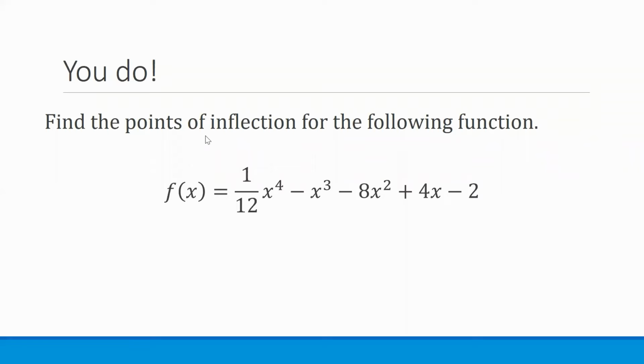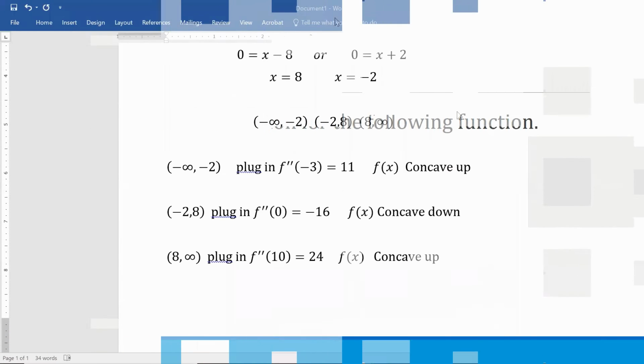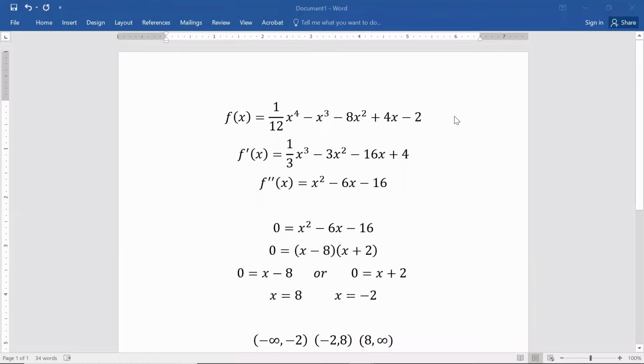I hope you did this problem already and tried it yourself. It is the same function that we were dealing with a few slides back, so that will make all of the work a little bit quicker. I'm just going to reference my work that we did earlier when trying to find the points of inflection. We start by getting down to the second derivative of the function.